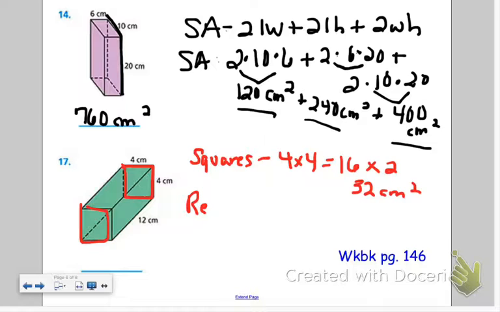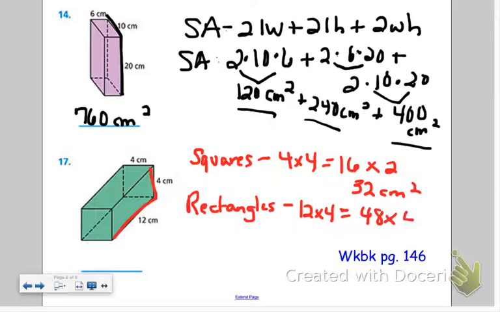Now for the rectangles, it's kind of nice when I have square bases because all the rectangles then are going to be the same. All the rectangles have a width of 4 and a length of 12. So I would have to do 12 times 4, which gives me 48. That's the area of 1 rectangle. But since I have 4 rectangles, that would be 192 centimeters squared.